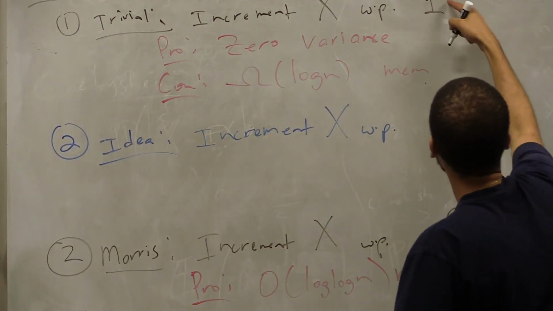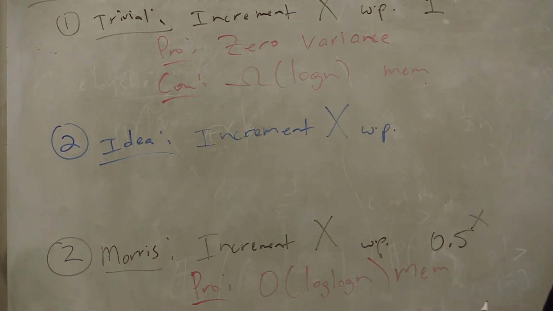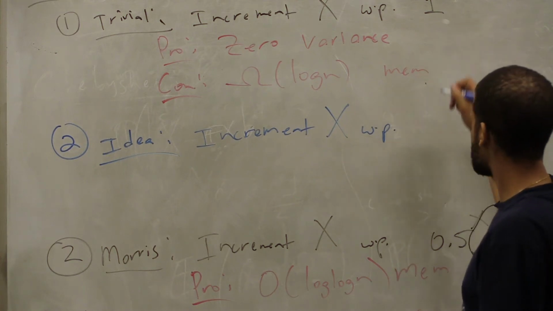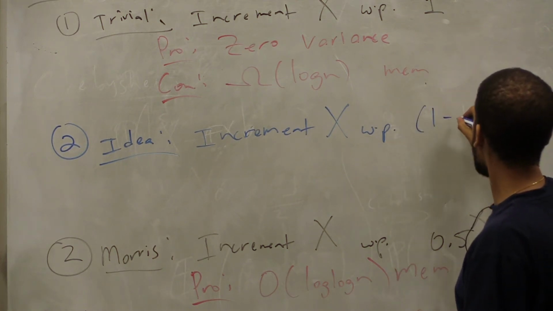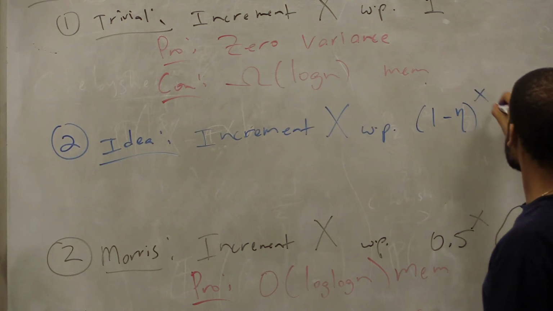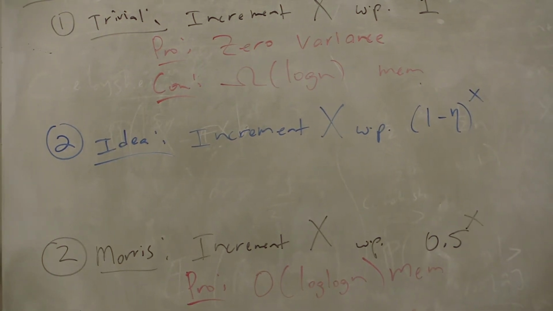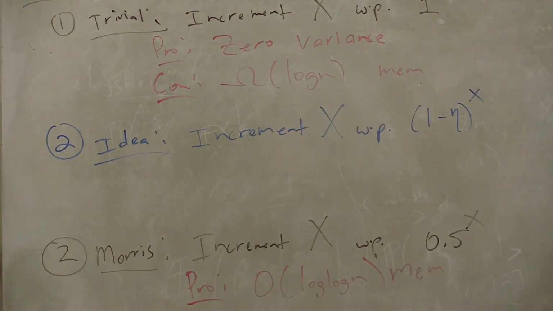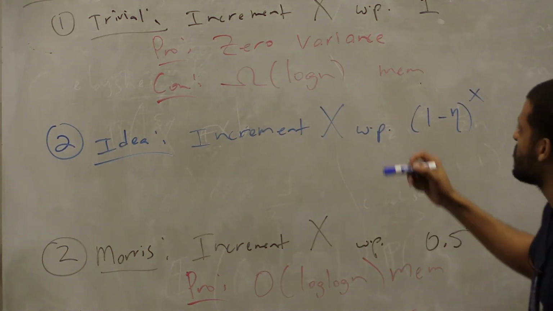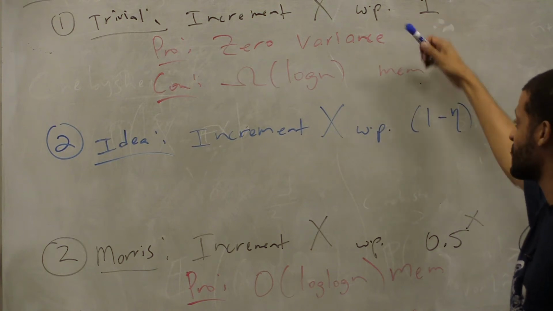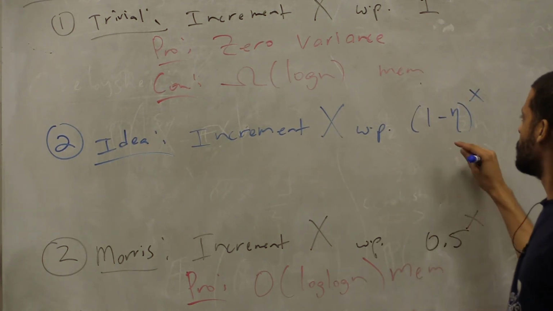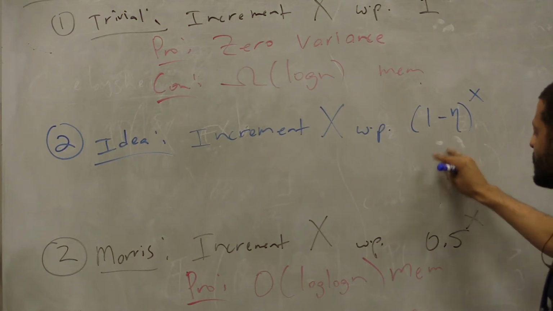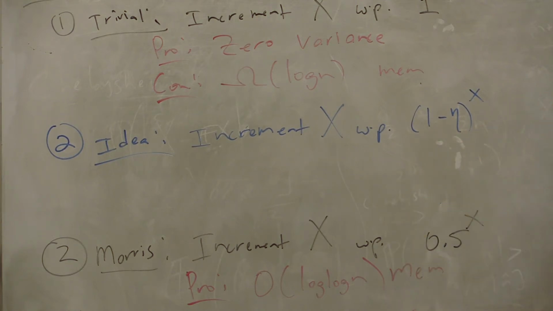So instead of incrementing with probability 0.5 to the x, we'll increment x with probability very close to 1, but not exactly 1: 1 minus eta to the x. Intuitively, it makes sense. The variance is not going to be 0 anymore because there is something probabilistic happening here. But the probability of incrementing is so close to 1 that the variance should at least be better than this.